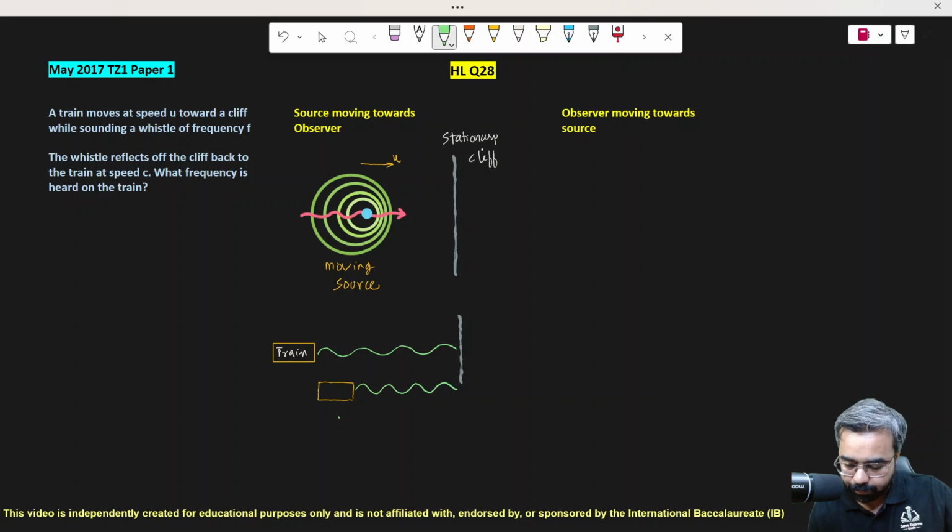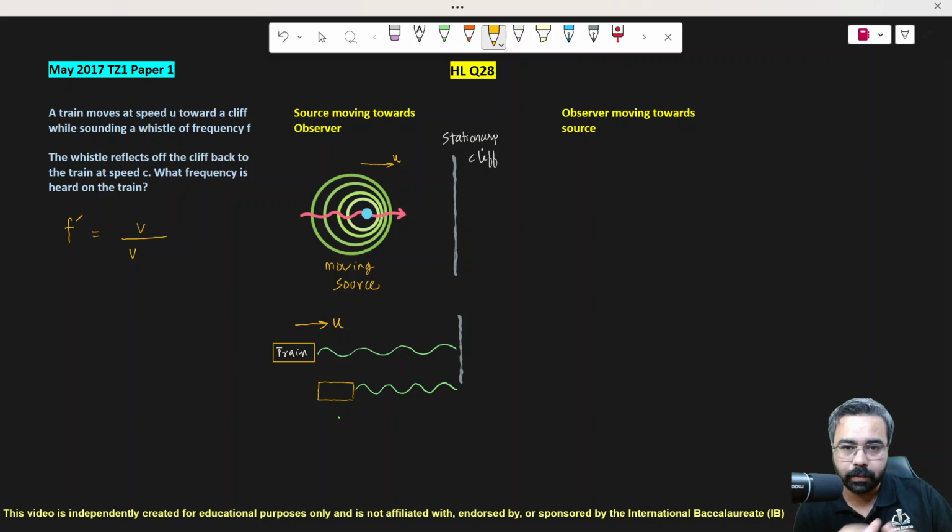You see that the wave is compressed because the train is moving with a constant speed towards it. So the frequency received by an observer, which in this case is the cliff, is equal to v over v. Because the source is moving towards the observer, the frequency should increase, so you should write a negative sign here. We subtract the two velocities, so it is v minus u, into f, according to our data booklet.